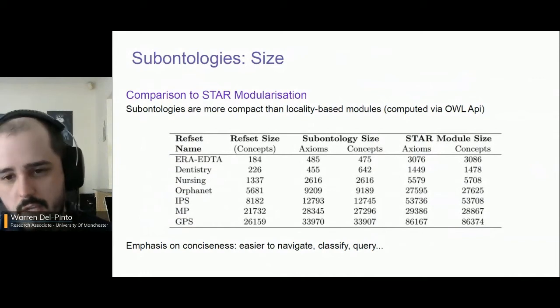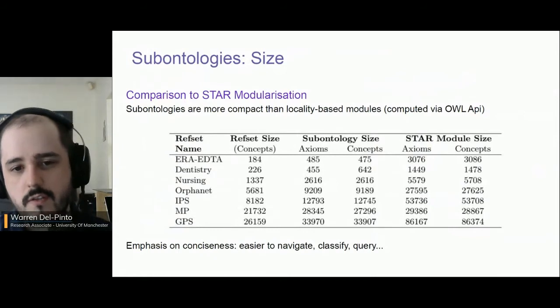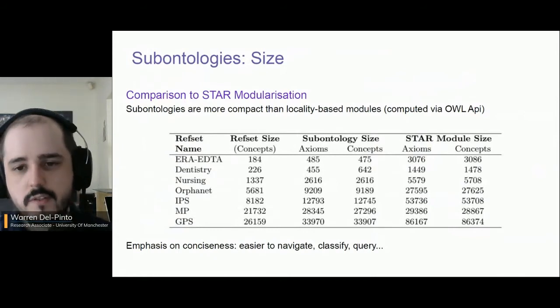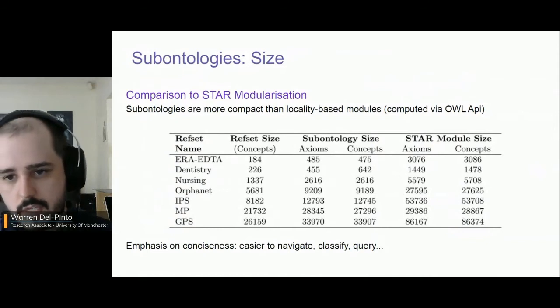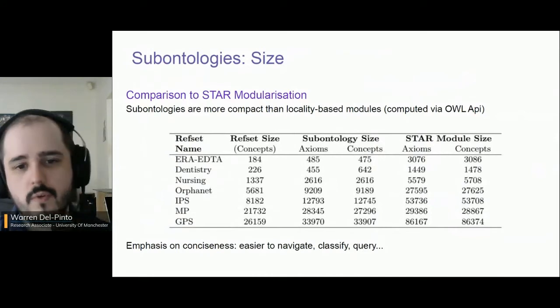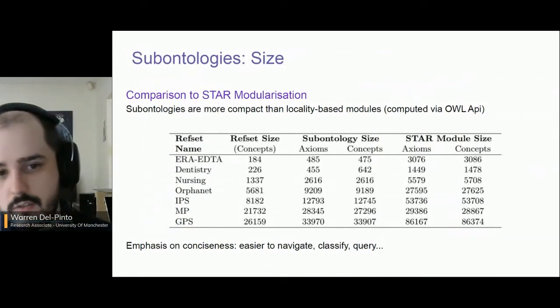So the main takeaway here is just, for example, the Renal Association ref set I mentioned, the subontology contains about 480 axioms and 470 or so concepts, while the corresponding star module contains 3,000 or so of each. If I take another example like nursing, we're down to 2,600 or so, compared to the module's 5,500 to 5,700. And on larger subontologies, this continues to be similar.